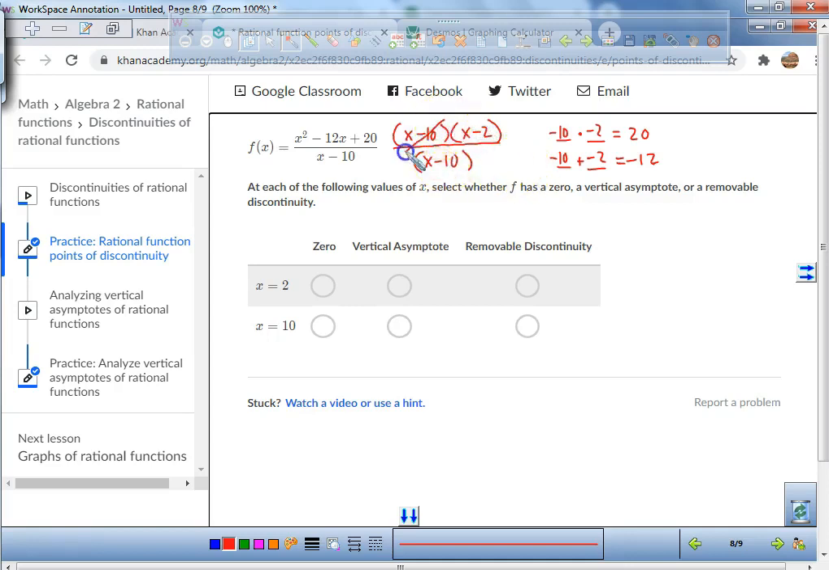Oh, these cancel out. So even though you thought you had a vertical asymptote at 10, now you cancel it out, so you would think, is it a hole or is it an asymptote? That's interesting. So let's go ahead and look at Desmos and see what we can figure out. We definitely have a 0 at 2.